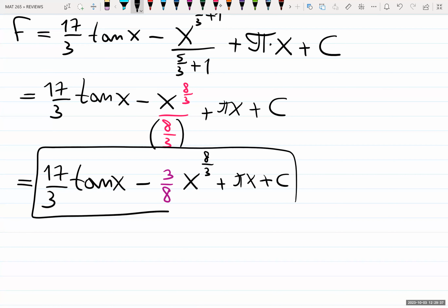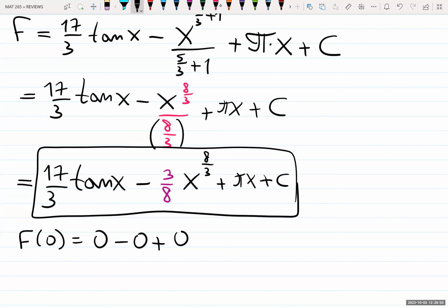But then they ask you to plug in 0. Oh, can you plug in 0? Yes, you can. You will have F at 0. Tangent of 0 is 0. X to whatever is still 0. Pi x is still 0 plus c. The answer is c.